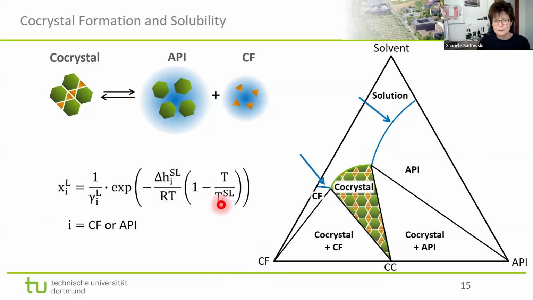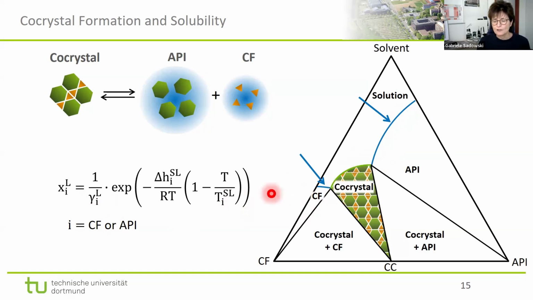So this would be the melting properties of either API or co-former. This would be the activity coefficient, again, of that molecule in the solvent, but in presence of the other component. So this would bring us to these blue lines. We are, of course, also most interested in knowing where the green line is.